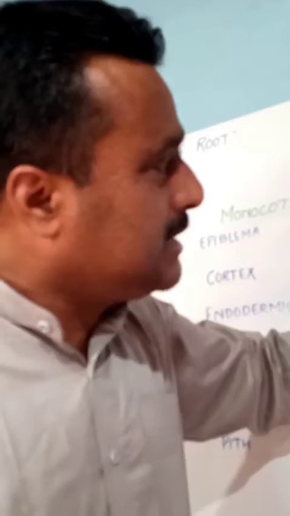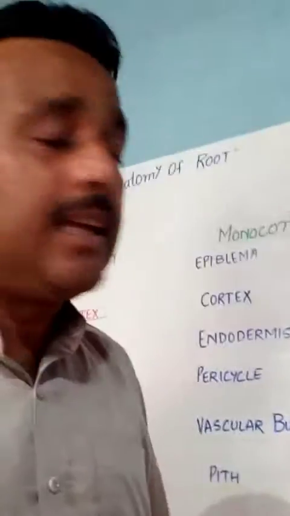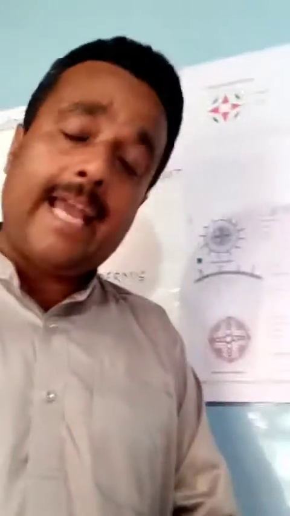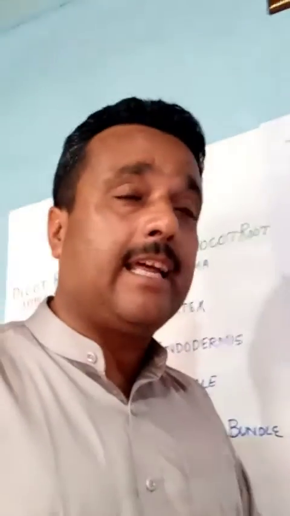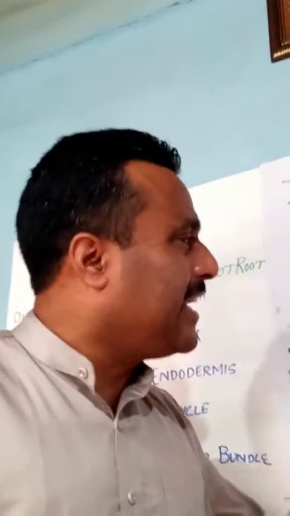Now beneath this pericycle, we will see the vascular bundle. The vascular bundles are radial in nature. That means the xylem strands alternate with the phloem strands, and their number may be up to 8 or it may be more.